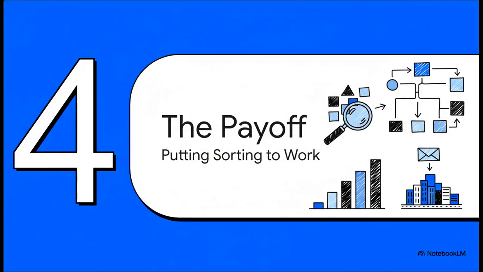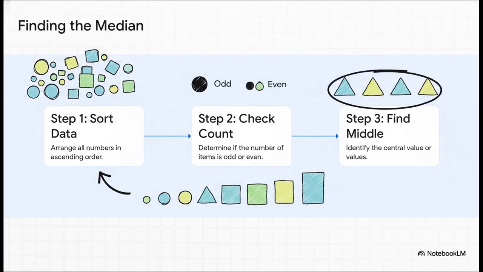So we've seen how these algorithms work, and they all have their own little quirks and strengths. But why does it matter? Let's look at the real payoff by connecting these pretty abstract ideas to a very real, tangible problem. Have you ever needed to find the median value of something? You know, the exact middle point in a set of data? It's a huge deal in statistics.